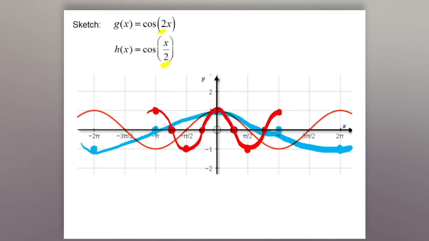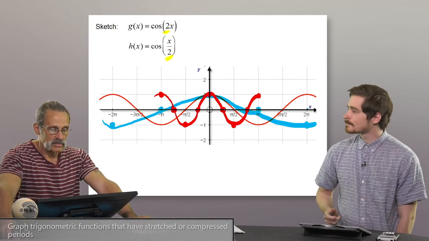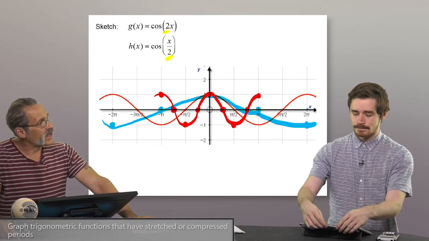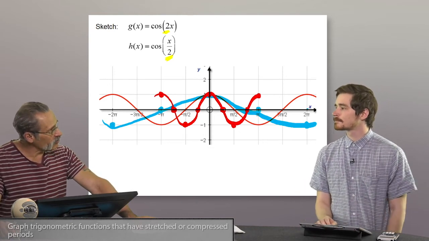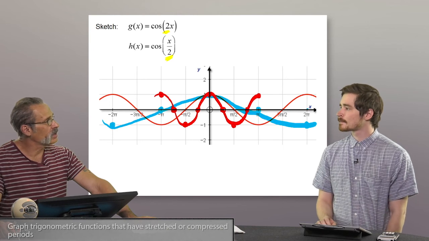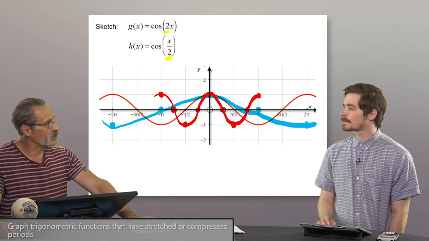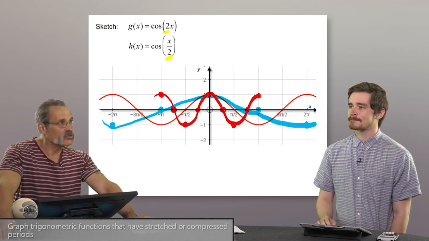And that's excellent because you definitely have a compression there in red. So again, you take a look at the value of b. If the value is greater than 1, you have a horizontal compression. If the value is between 0 and 1, you have a horizontal stretch. Right. Thank you very much. Good job.